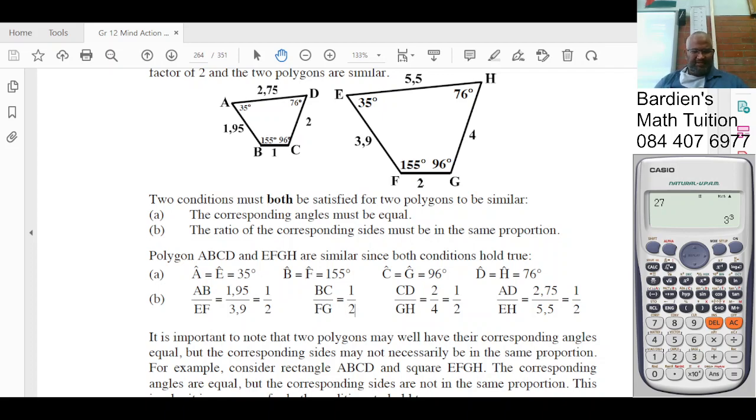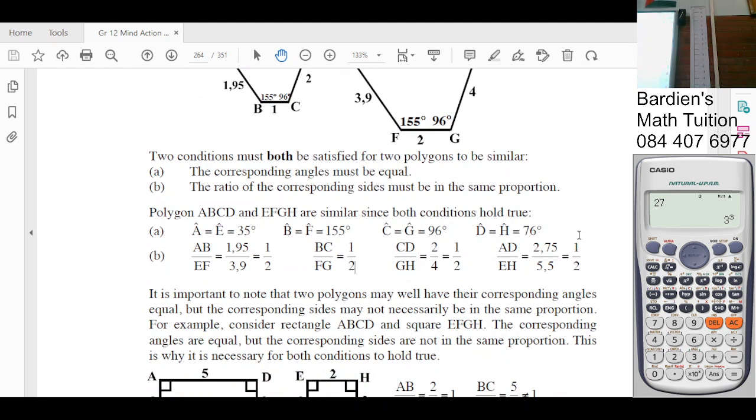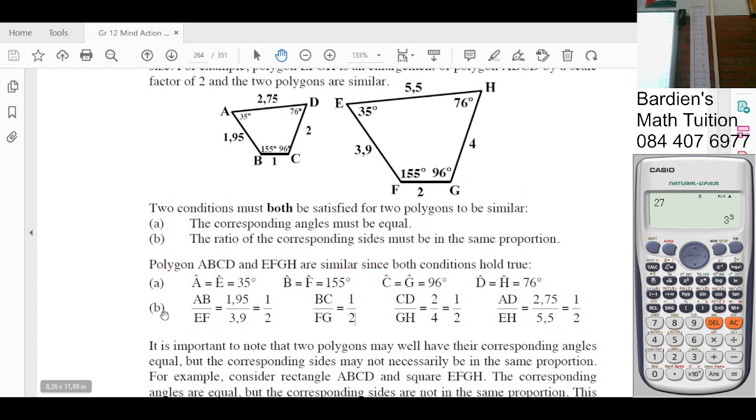So we're continuing reading on this page here. You see, 2 conditions must both be satisfied for the 2 polygons to be similar. The corresponding angles must be equal, and the ratio of the corresponding sides must be in the same proportion. So in other words, we spoke about A, B. If we say 4 over 2, what's 4 over 2? 2. What is 2 over 1? 2. What's 3,9 divided by 1,795? 2. 5,5 divided by that is 2.